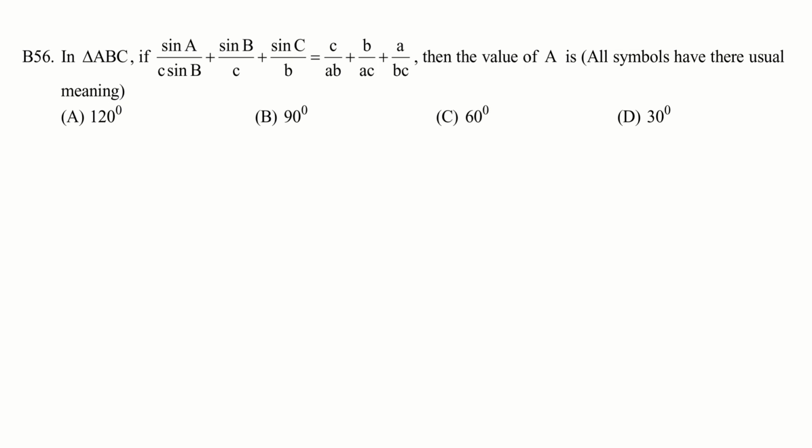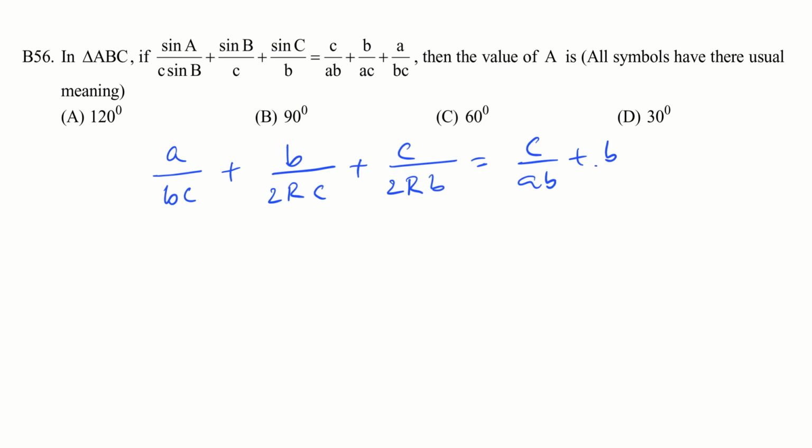Okay, in this problem, if I use sine rule, you can see that on the left hand side I can write a by bc plus sine B is b by 2r plus sine C is c by 2r is equal to c by ab plus b by ac plus a by bc. Now I can cancel this a by bc on both the sides.